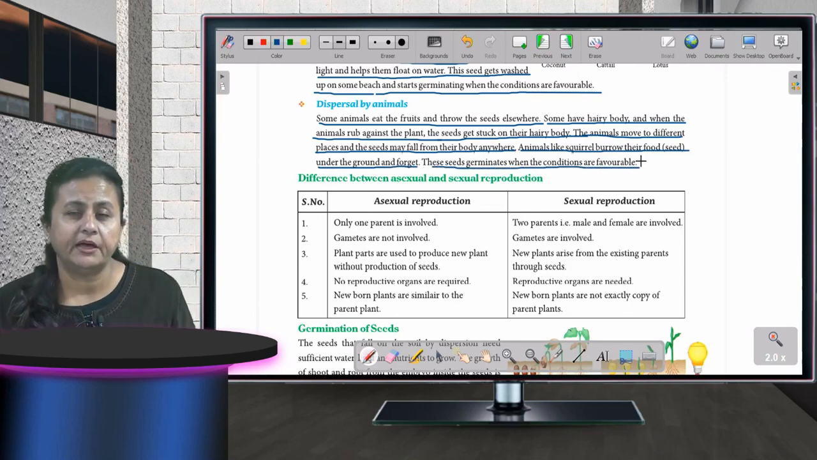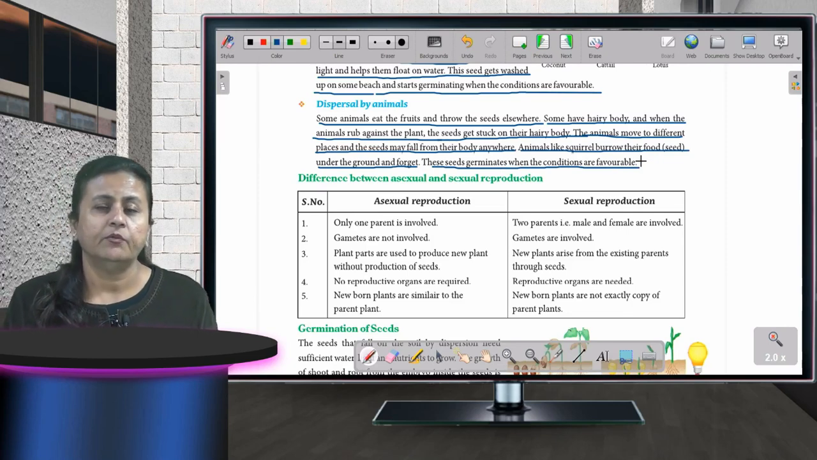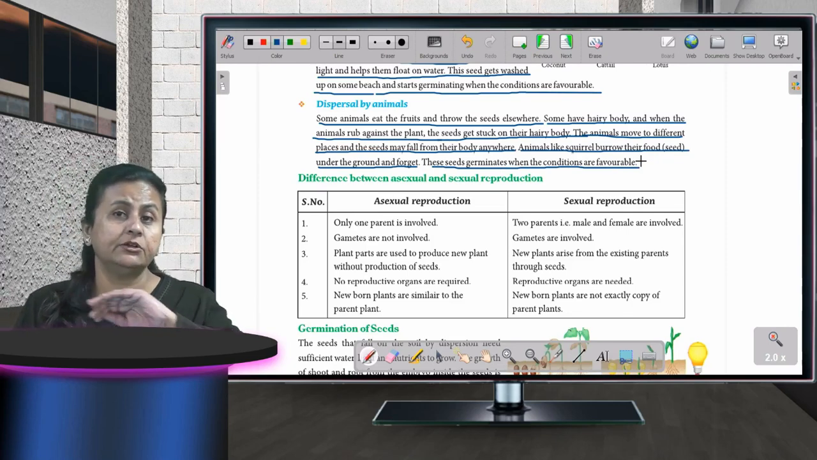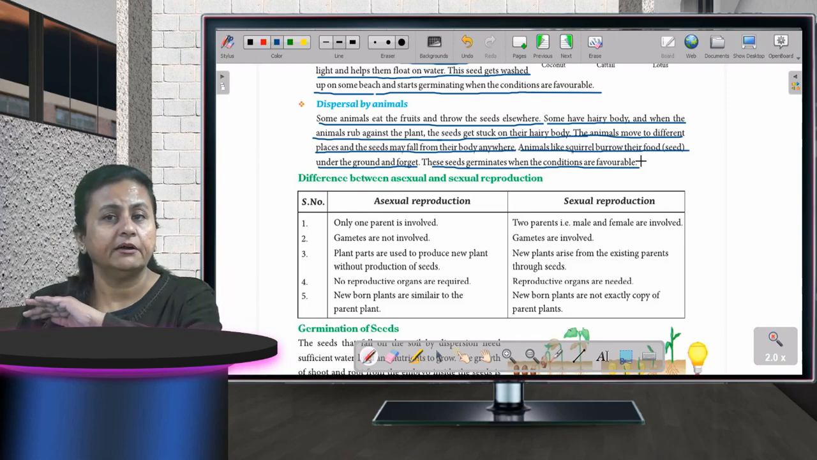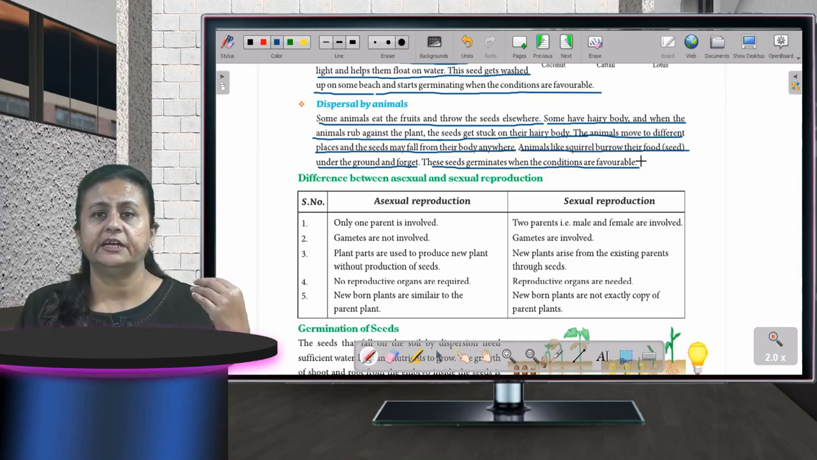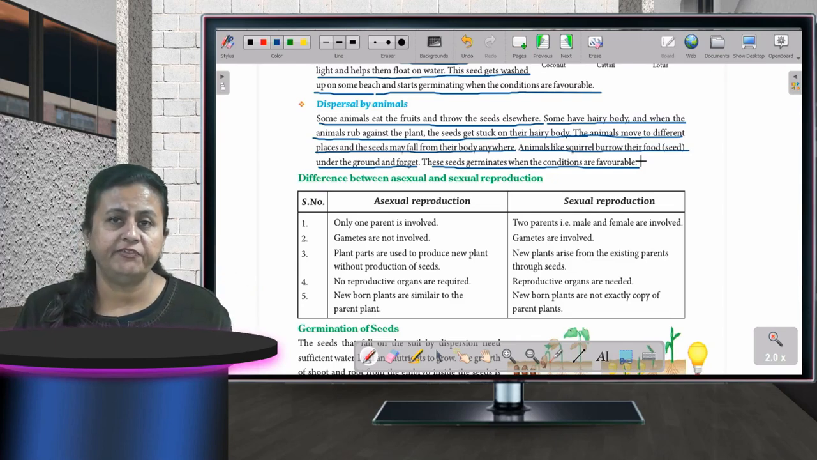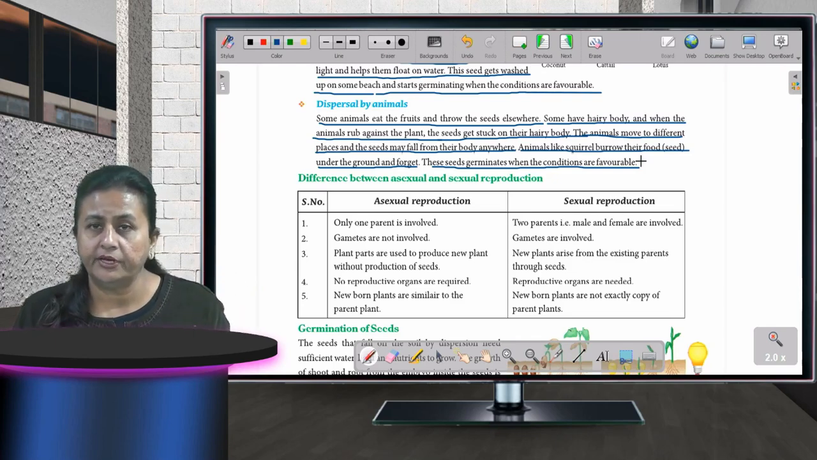There are many animals which eat fruits also. Whenever they excrete, the seed also comes out. There are many animals which eat grass. The seeds get stuck on their body, and wherever these animals rub themselves, the seeds fall, and if the conditions are favorable, the plant will start growing there only.